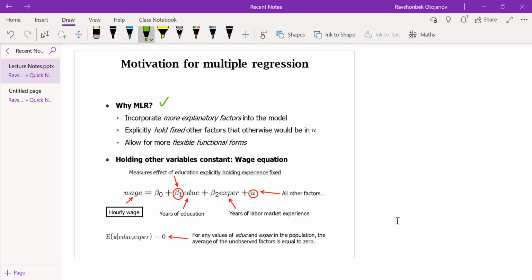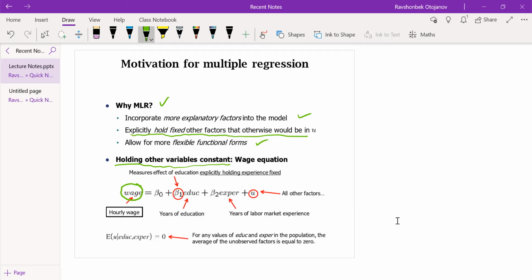Motivation for the multiple linear regression model. We can explicitly hold other factors fixed. We can also include more factors, and we can allow for more flexible forms. For example, holding other variables constant, we would like to estimate the return to education. Let's say that on the y-axis we have wages, let's say hourly wages. Beta 1 captures the effect of education, the number of years in education, on wages, holding everything else constant.